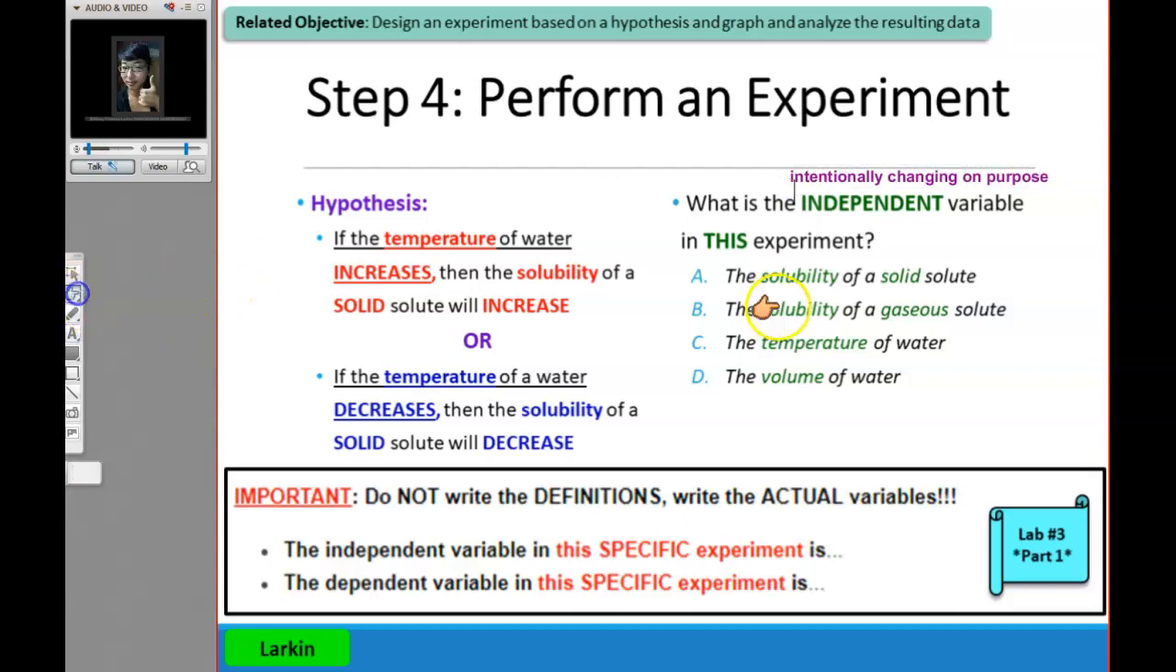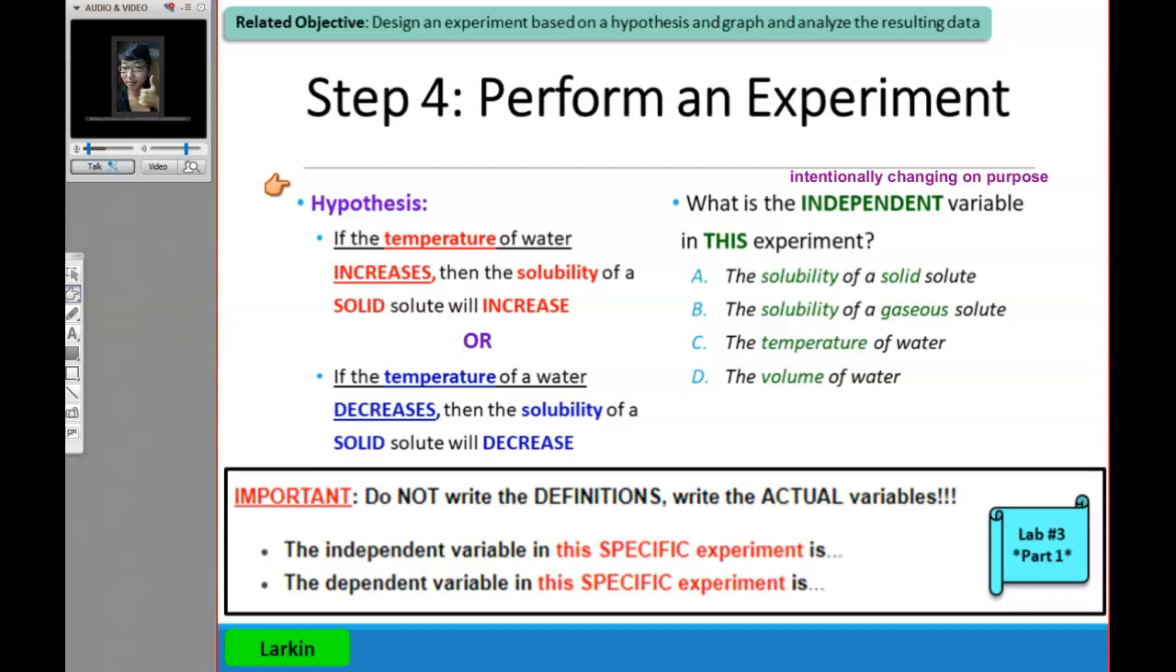Is that the solubility of a solid solute, the solubility of a gaseous solute, the temperature of water, or the volume of water? What are we changing on purpose? And what is the cause of our experiment? What are we starting with? Excellent. I have 8 answers, 9 answers so far. Use your polling tools. Getting lots of answers there. Yes, Anissa. All right, looking good.